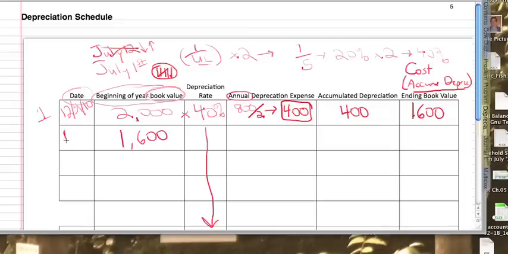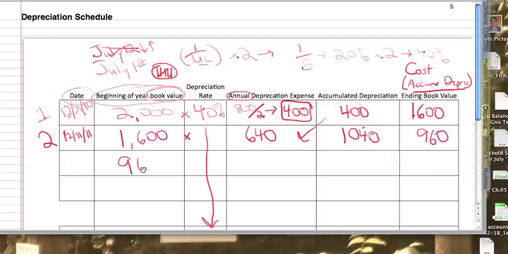I'm just going to put 12/31 of 11 now. A whole year has passed. That's year number 2. I'm going to multiply it by the 40%, and you come up with $640 for that second year depreciation. The accumulated depreciation now is what we had accumulated in total, which is the 400 from the previous year, plus now this 640, or $1,040 in total. Ending book value is the cost, 2,000, minus the accumulated depreciation, for a total of 960, and that gets carried through down to here.